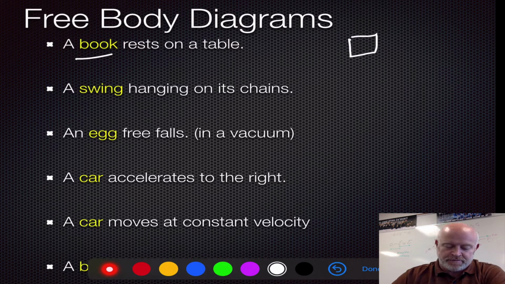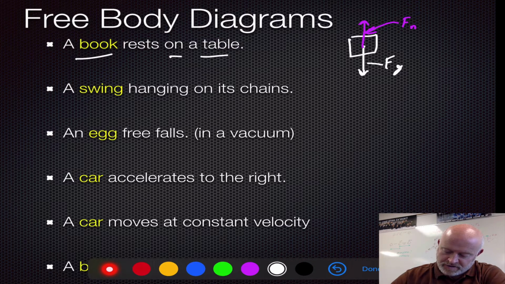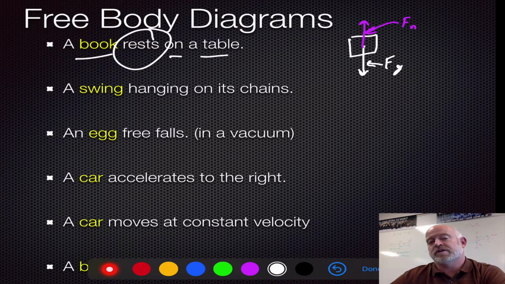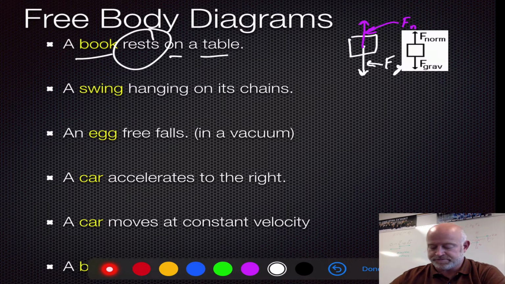Because it's on a table, we know that we have gravitational force pulling us down, and we know that we have the normal force moving us up. So this right here would be force normal, and this would be force of gravity right here. Now, we also know it's resting on that table, so there are no other forces acting on this box. That would be one example of a free body diagram. I drew it pretty much the same as what it shows on the screen.